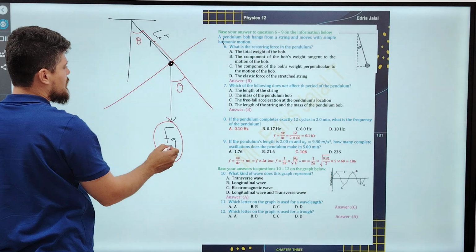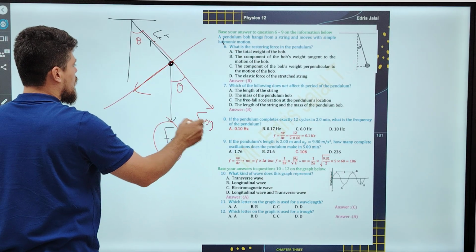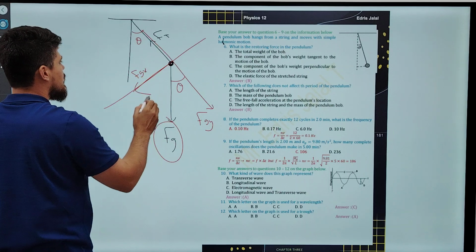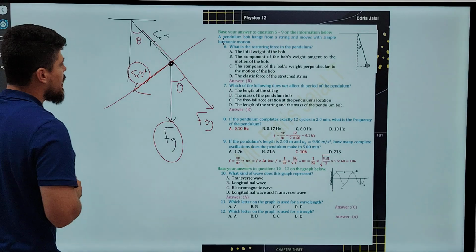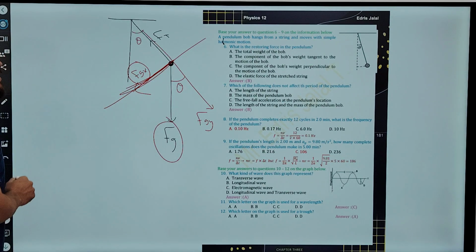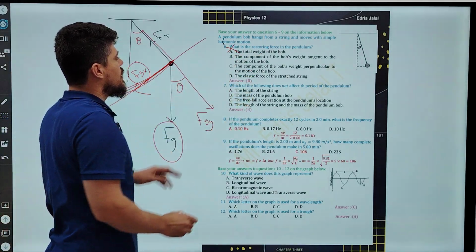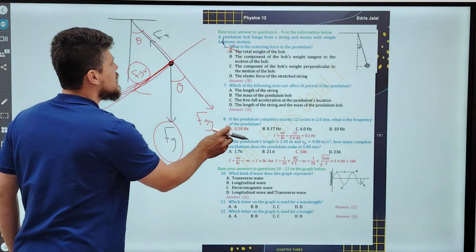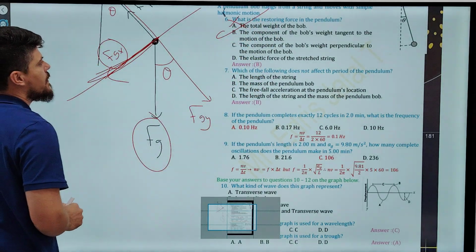That is why this gravitational force can be resolved into two components, Fgy and Fgx. The Fgx component is the restoring force in a simple pendulum. Fgx is tangent to the direction of motion of the ball. The total weight? No. The component of the bob's weight tangent to the motion of the bob, yes, of course. So B is correct.